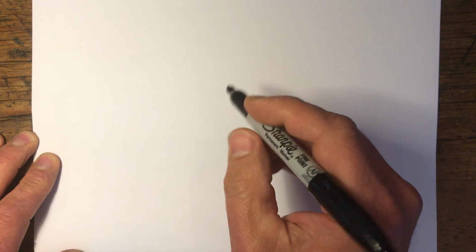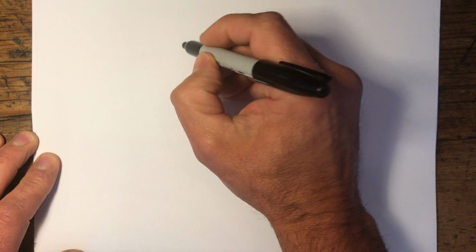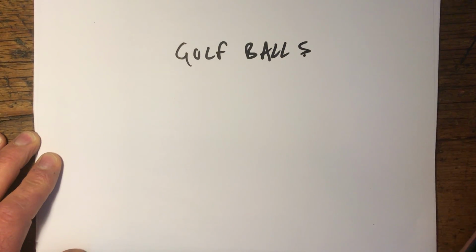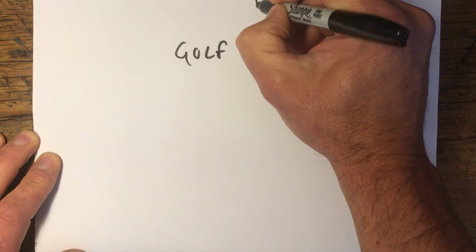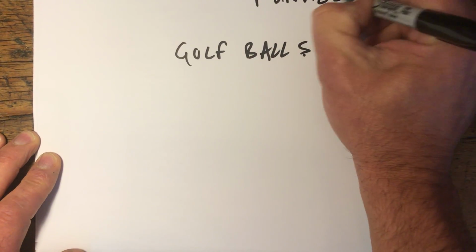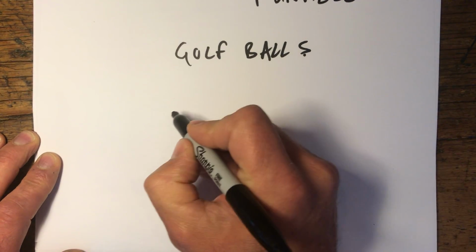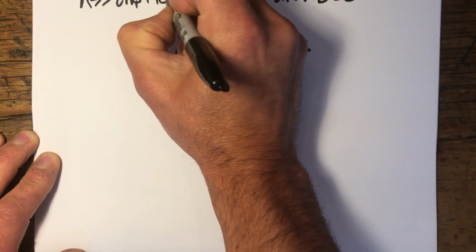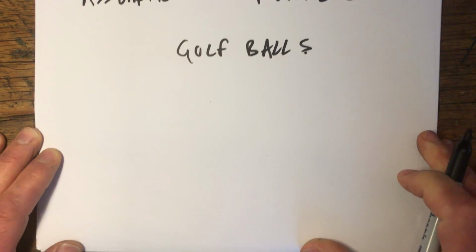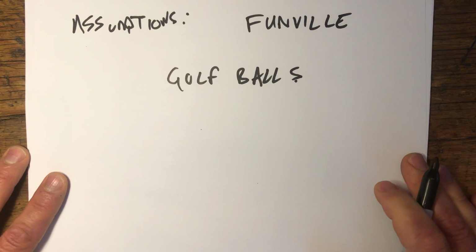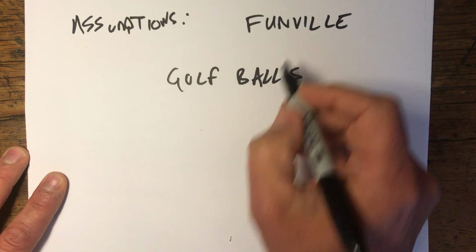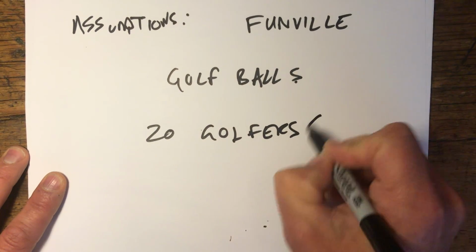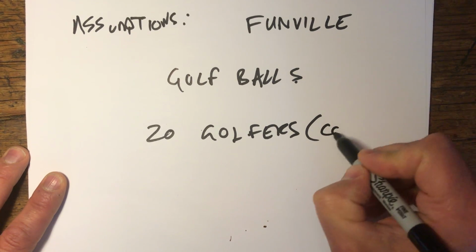We're going to assume that we've got a market for, I've chosen golf balls. And this is the market for golf balls in a particular location, which we're going to call Funville. And these are, again, the assumptions. Economists thrive on getting their assumptions on the table. In this town of Funville, we're going to say we've got 20 golfers. That's going to be our consumers.